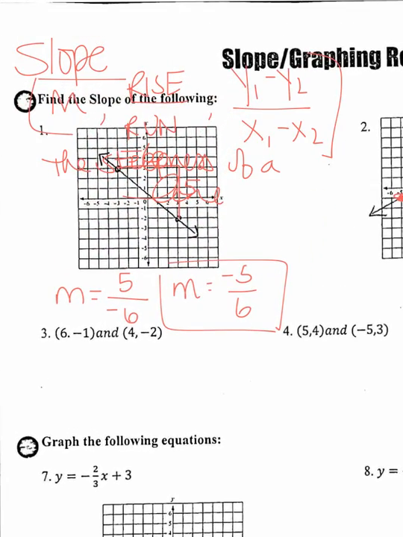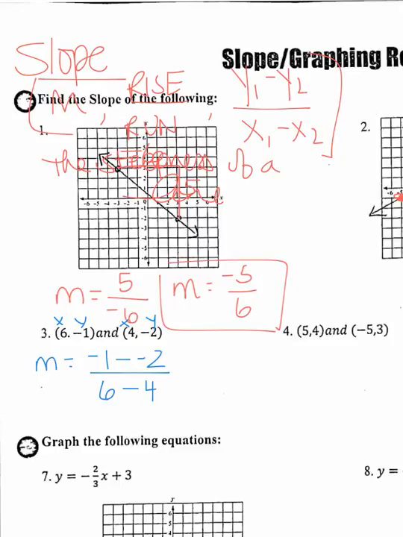Number 3, I don't have a graph, so I want to use the formula, y1 minus y2 over x1 minus x2. I'm going to label xy, xy, so I don't forget which is which. Now when I set up the formula, I'm going to do y1, so my first y value is -1, minus my second y value, which is -2. So those are my y values. Now my denominator is x1 minus x2. So my first x value is 6, minus my second x value, 4.